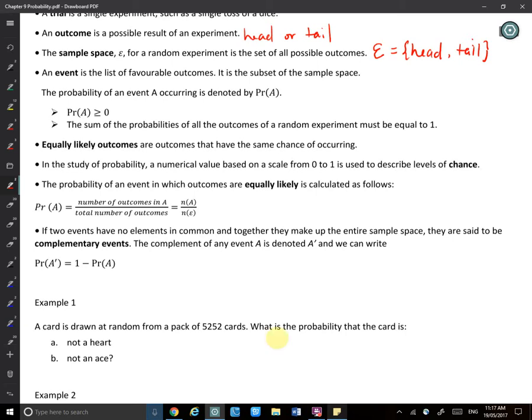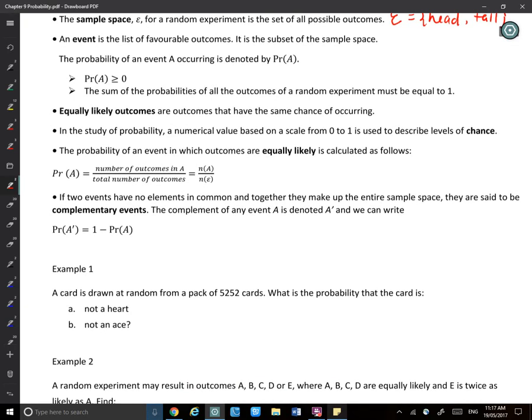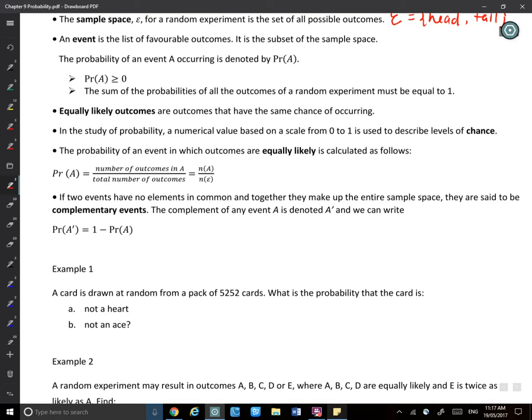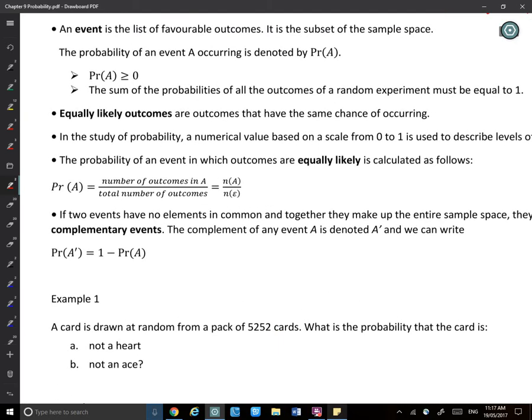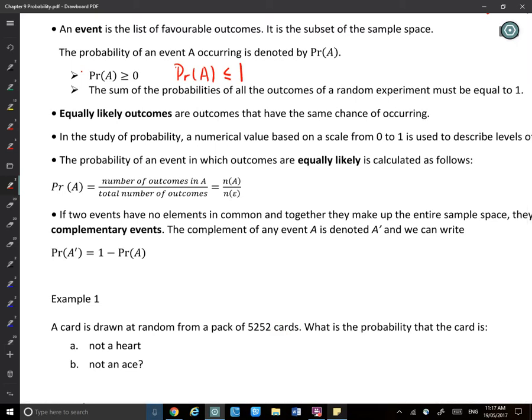The probability of an event A occurring is denoted by probability A. We say probability A is the probability of getting 3 heads. Some definitions for probability A: first, it needs to be greater or equal to 0. You never talk about probabilities like negative 0.2. And it needs to be less than or equal to 1. You won't say the probability is 1.2.